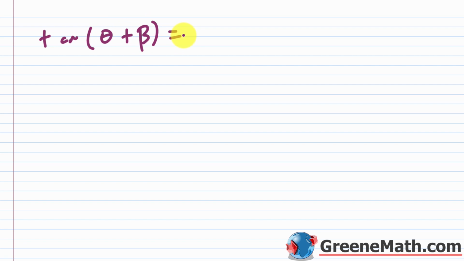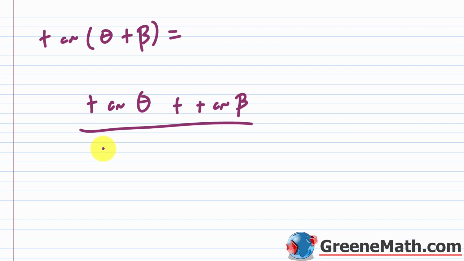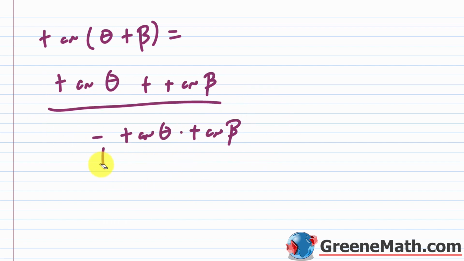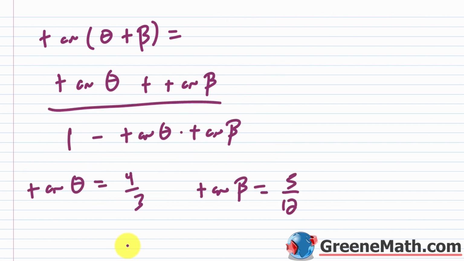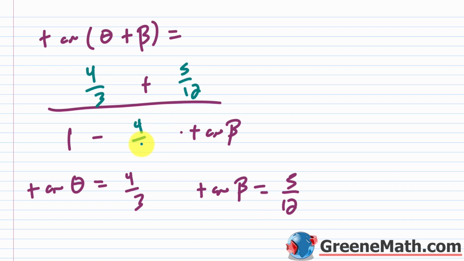So this is the tangent of theta, and then plus the tangent of beta over 1 minus the tangent of theta times the tangent of beta. Let me slide this up a little bit. And I forgot my 1 there. Let's just paste this in here real quick. So the tangent of theta, I'm just going to erase this and put in a 4/3. The tangent of beta is 5/12. Let's put that in there. And then again, for the tangent of theta, you have 4/3. For the tangent of beta, you have 5/12.